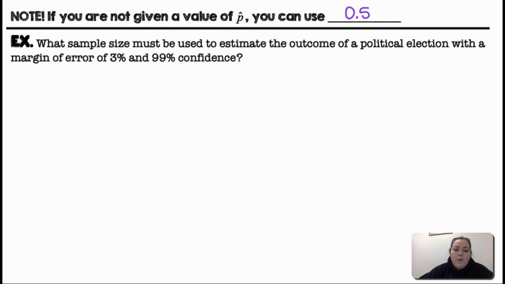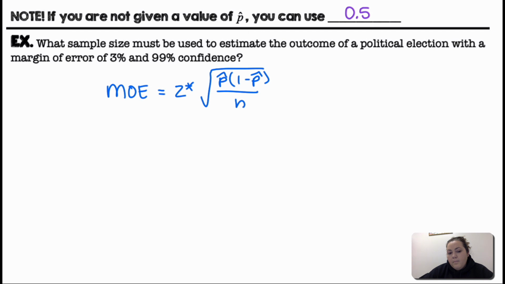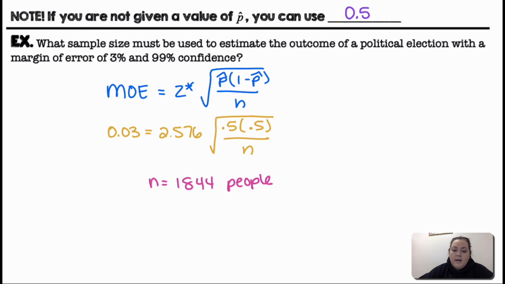So what sample size must be used to estimate the outcome of a political election with a margin of error of 3% and a 99% confidence? So I know the margin of error I want and the confidence level I want. They didn't give me the sample proportion, so I'm going to assume p hat is 50%, and then I'm going to try to solve for n. So the margin of error was 3%, so 0.03. Z star at 99% is 2.576. For p hat, I'm doing 0.5. 1 minus 0.5 would also be 0.5. And then I'm going to solve for n. You should get 1,844 people.